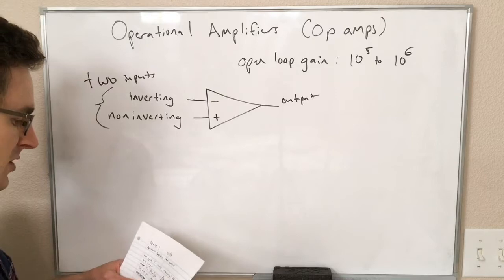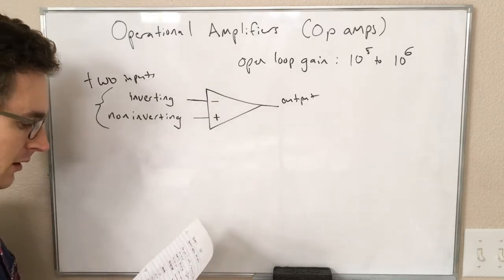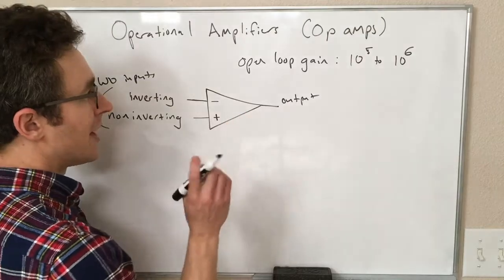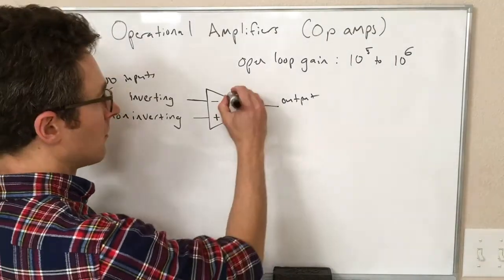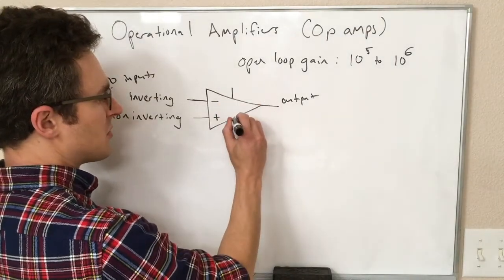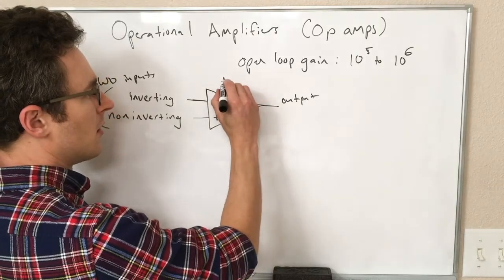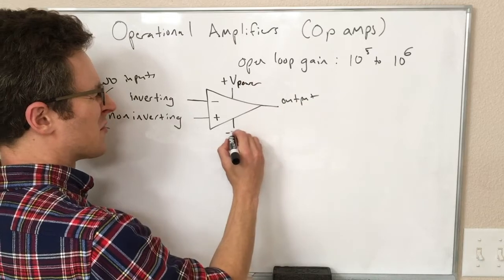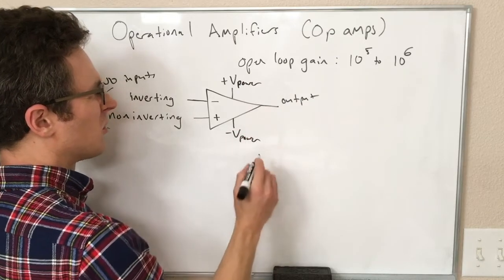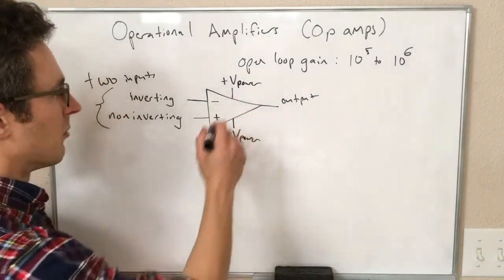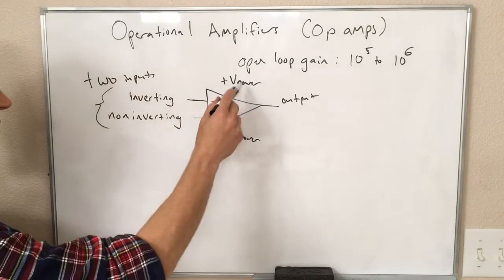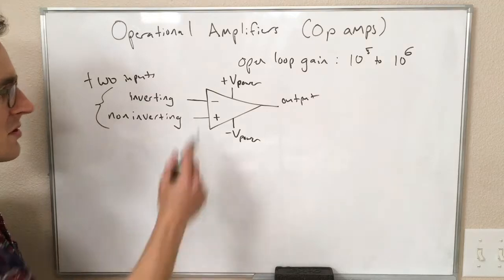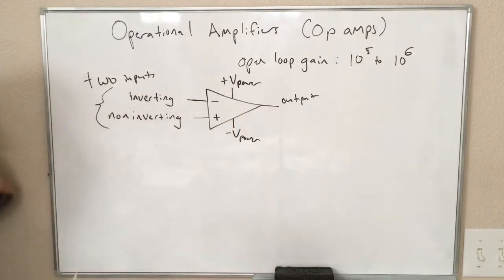There's one other piece of information we need, and that is that our op amps are getting power from something else. Op amps need a power supply to operate, like most amplifiers, and sometimes those are drawn on schematics, sometimes they're not. There are different names for these, but we'll call them plus V power and minus V power. Sometimes they're called V plus and V minus, but then that gets confused with the V on the minus and plus inputs, so we'll call them those.